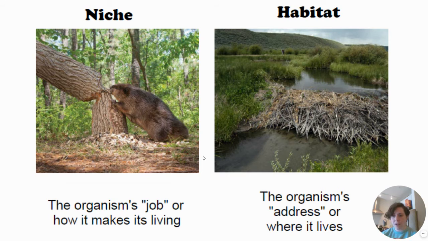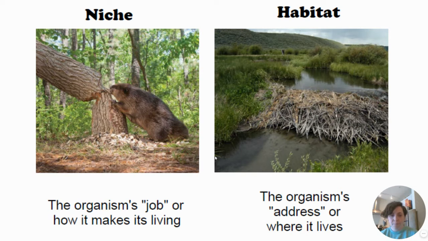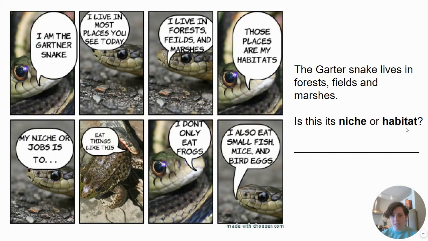All right, second little part here. Thinking about niche versus a habitat. So a niche is the organism's job, or you could think of how it makes its living. What does it do? Okay, what's its part in the environment or in the ecosystem? What part does it play? The habitat then is the address of the organism. Think of it as where it lives. Okay, where would you be able to find something like this?